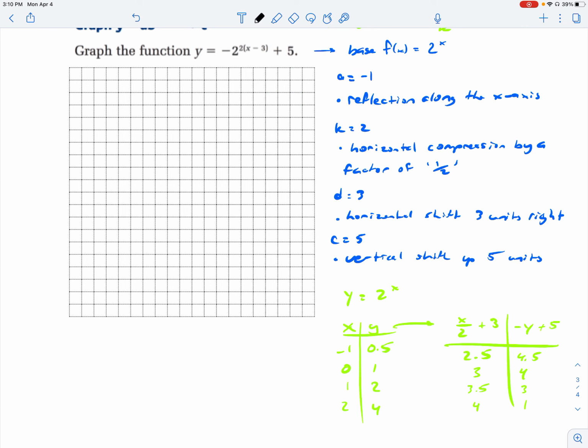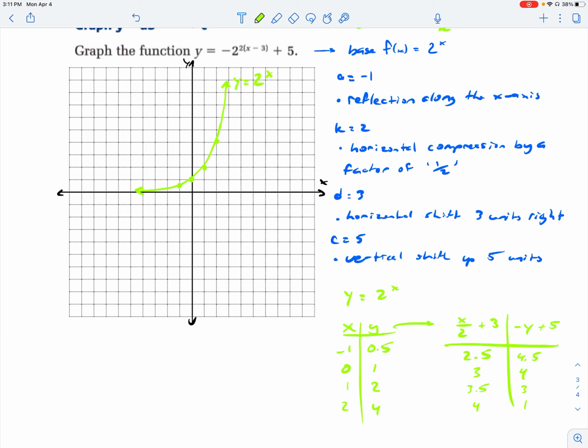All those points look pretty easy to plot. I'm just going to throw my axis down through the middle for y, and then for x. So I'll do the base in green, -1/2. That would be about right here. -1, 1/2, 0, 1, 1, 2, and 2, 4. Okay, there's my base function. Remember, there's always going to be a nice HA, so it's really easy to graph.